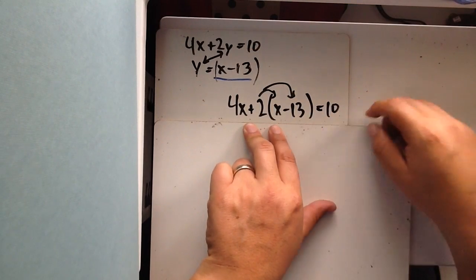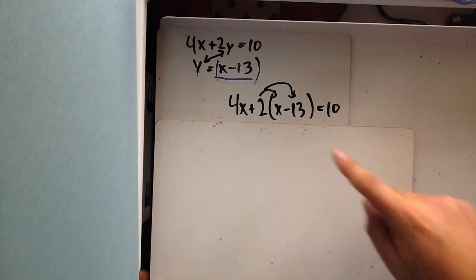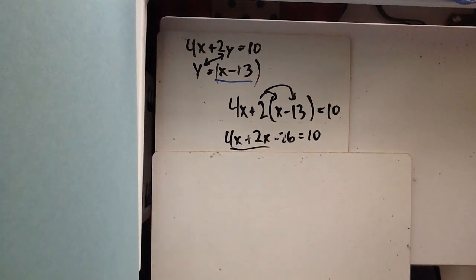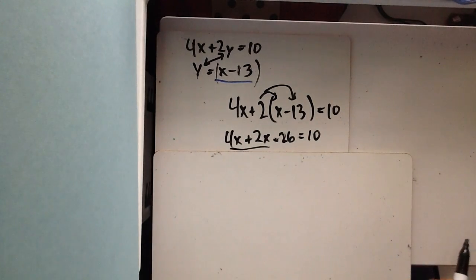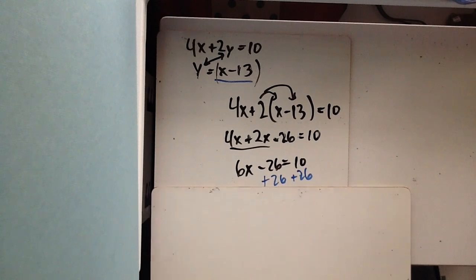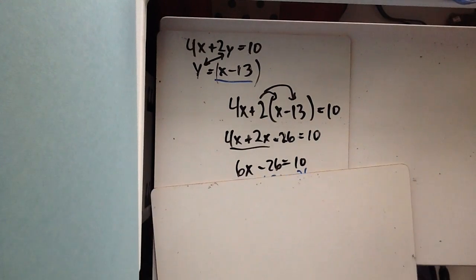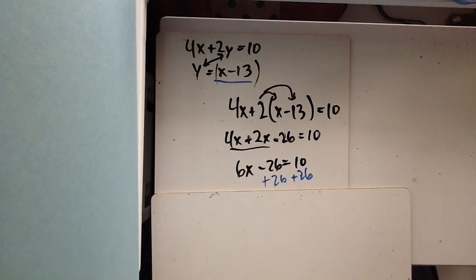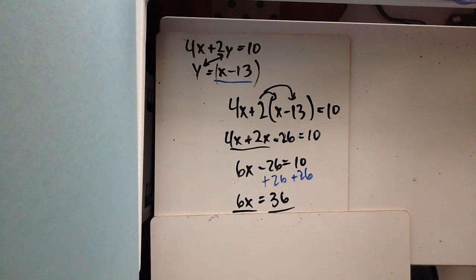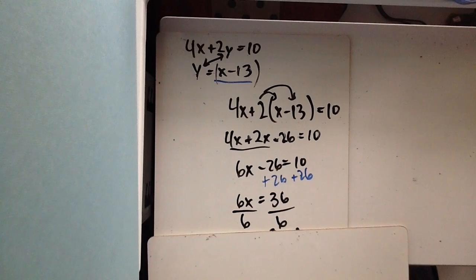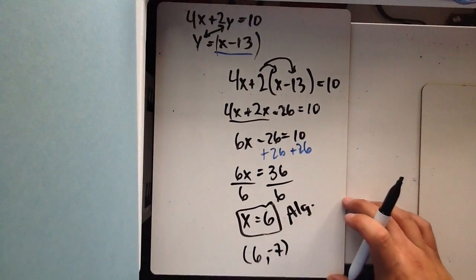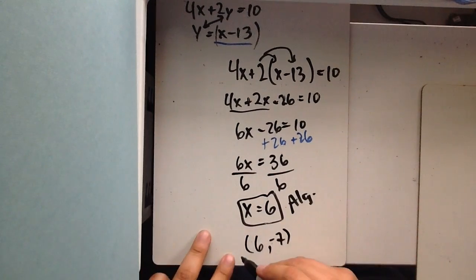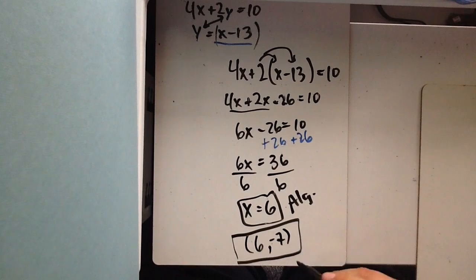2y is now 2 times x minus 13. And now I continue with the distributive property. And then I get 4x plus 2x minus 26 equals 10. I combine like terms and I get 4x plus 2x equals 6x, minus 26 equals 10. I add 26 to both sides. I'm left with 6x equals 36. I divide both sides by 6 and I'm left with my solution, x equals 6, which is my algebraic solution, and my geometric solution, which is this, 6, negative 7.